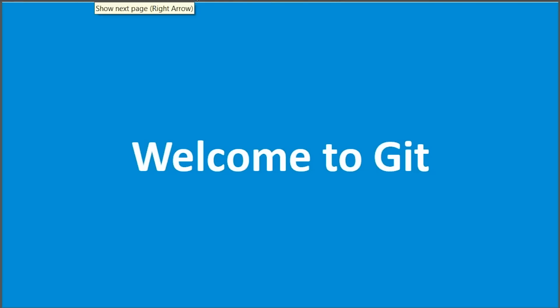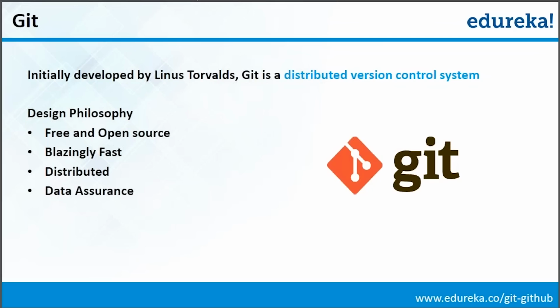Great. Let's move on. So welcome to Git. Let me tell you a brief history about Git. It was initially developed by Linus Torvalds. Now Linus is the guy who created Linux, and his design philosophy was very simple. He wanted something which was free and open source. He wanted something which is blazingly fast. And if you work on Git, you will understand how fast it is. It should be distributed so that people did not depend on the central server. In case of network failures, people could still continue doing their work. And obviously, he wanted data assurance. By data assurance, I mean data integrity.